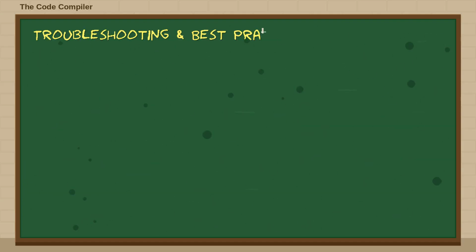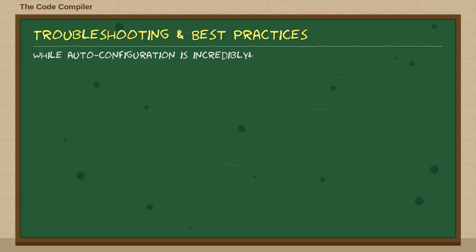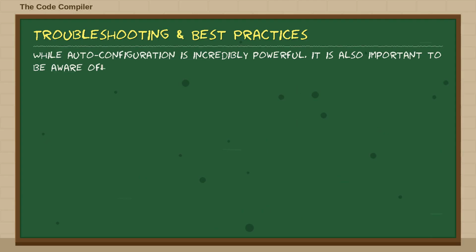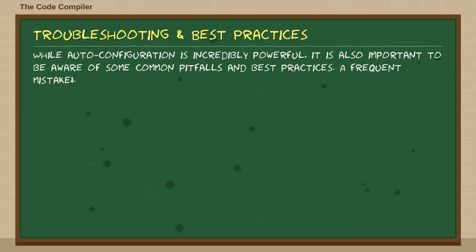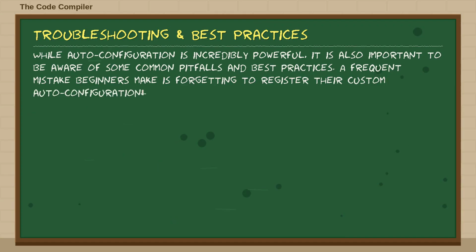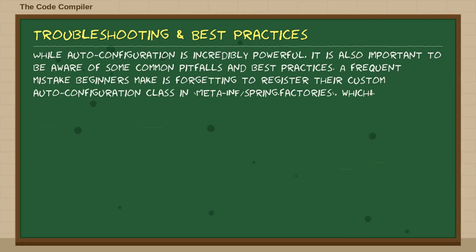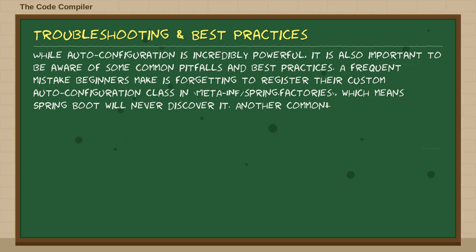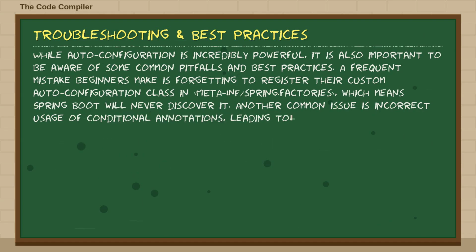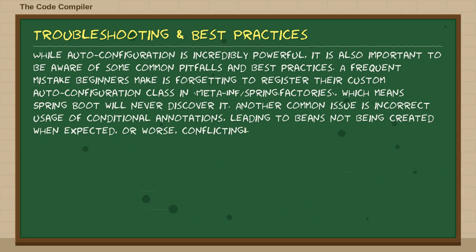While auto-configuration is incredibly powerful, it is also important to be aware of some common pitfalls and best practices. A frequent mistake beginners make is forgetting to register their custom auto-configuration class in META-INF/spring.factories, which means Spring Boot will never discover it. Another common issue is incorrect usage of conditional annotations, leading to beans not being created when expected, or worse, conflicting beans.